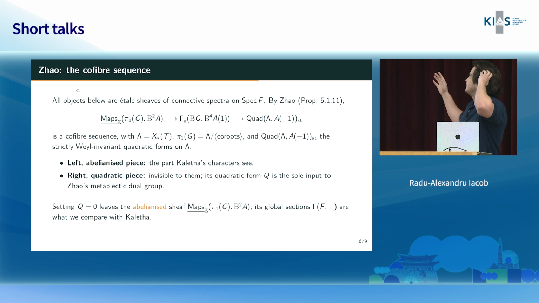This is like a combinatorial object, but our comparison only touches the first guy there, so the fiber over Q equals 0. How am I doing on time? Okay.